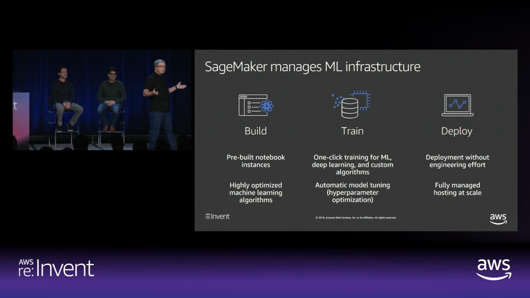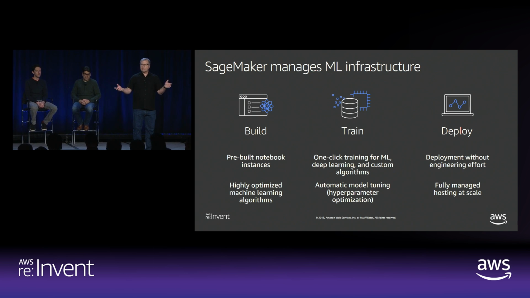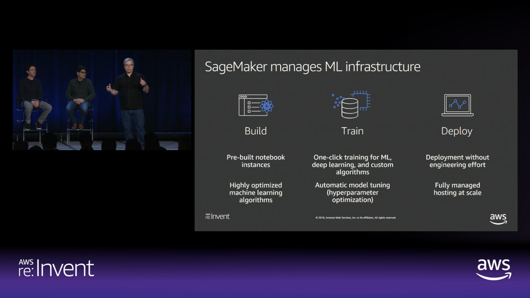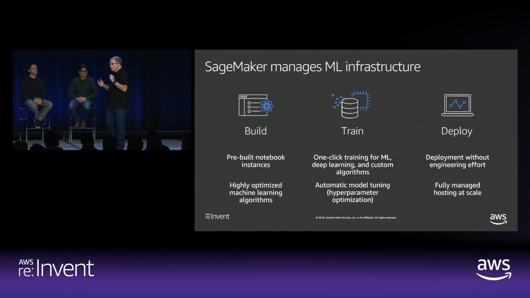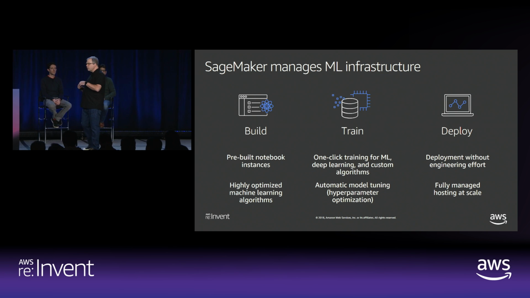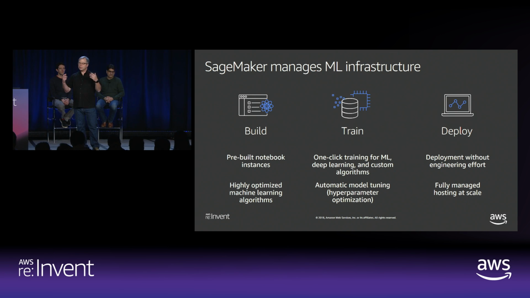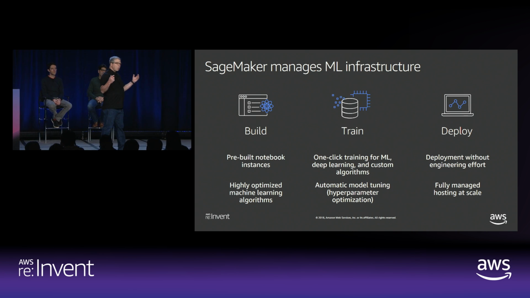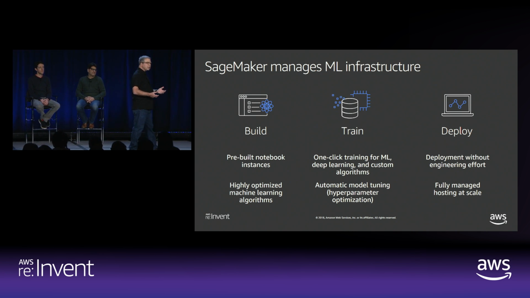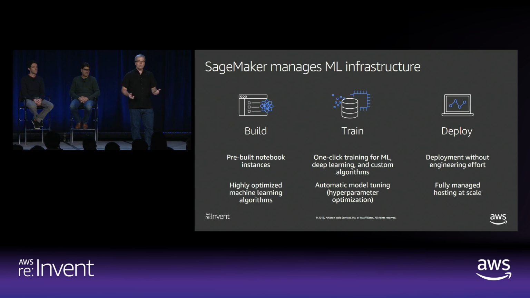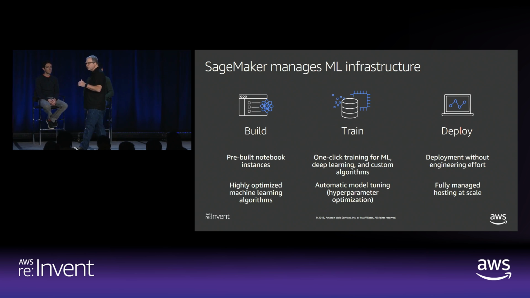SageMaker is built, so first of all, big picture: SageMaker is a platform for doing machine learning. It is an agnostic platform in the sense that we don't think about which framework you want to use or which software packages you want to use or how you're building your model specifically. What we want to do is take away the undifferentiated heavy lifting that goes along with building machine learning systems. So we build around three pillars.